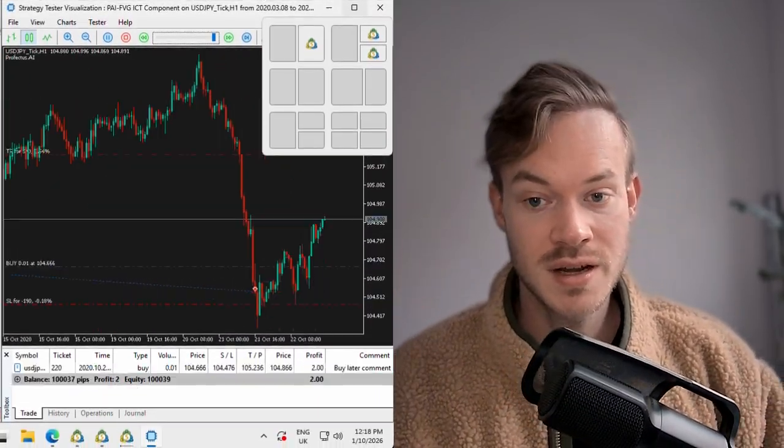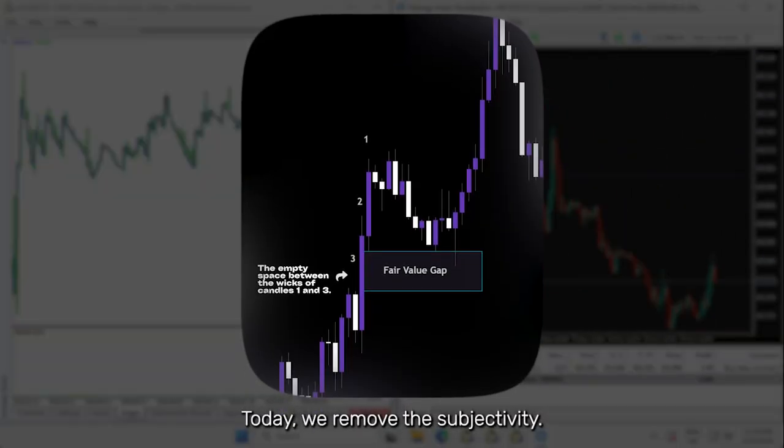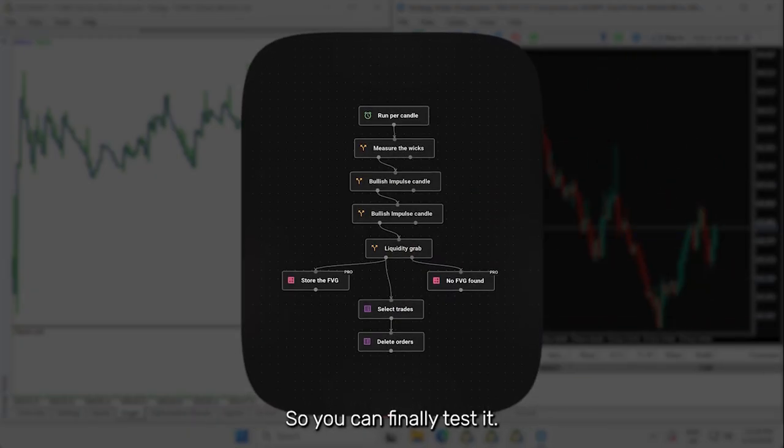Fair value gaps are simple until you ask two ICT traders to mark the same chart and they will disagree. Today we remove the subjectivity: one exact 3-candle definition, fully automated, so you can finally test it.